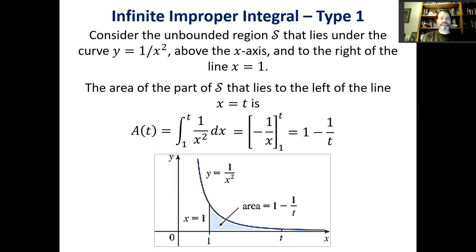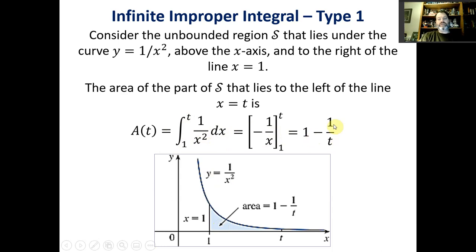and you'll see why they're called improper when we look at how to solve one. So we're going to look at the first type of improper integral, and we're going to look at this region under the curve y equals 1 over x squared. We're going to look at this blue region down here. We're going to call it S. It's above the x-axis to the right of x equals 1. And we want to look at the part that lies to the left of the line x equals t. So what's between 1 and t? So that's the integral between 1 and t of 1 over x squared dx. So that's what that means.